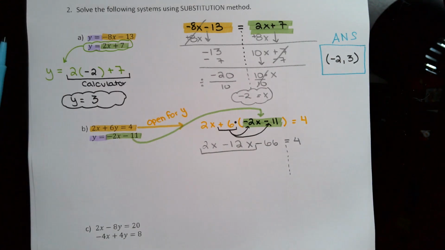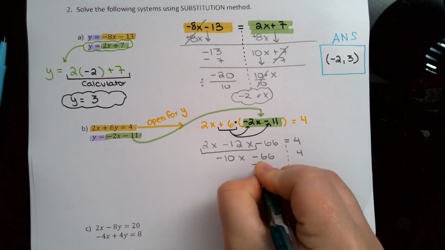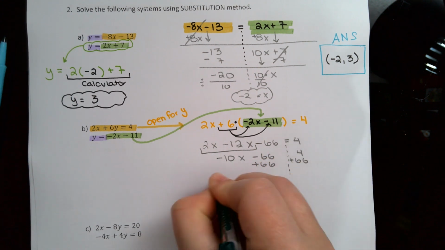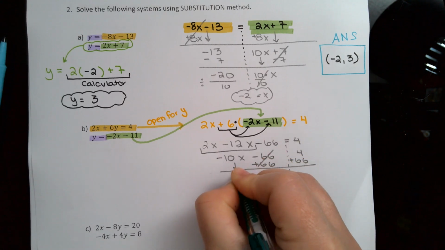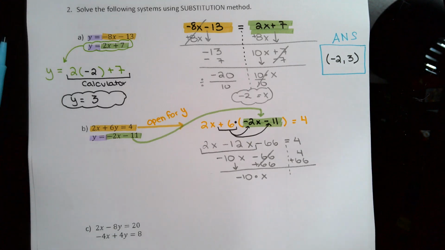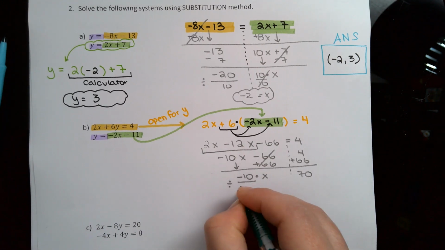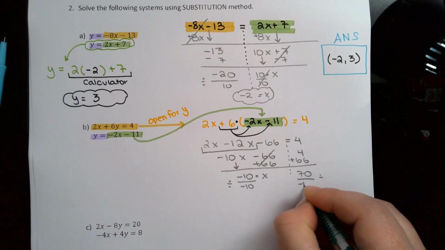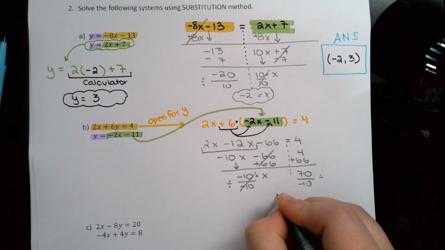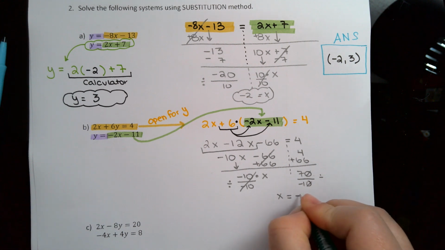And then we're going to add 66 to both sides. So we get negative 10x's minus 66. Add 66 to both sides. Remove, bring down. And so we have now the 4 plus 66, which is 70. Again, divide negative 10. Divide negative 10. On one side, our goal is to remove. On the other side, our goal is to divide. Zeros go away. 7 divided by negative 1 is negative 7.